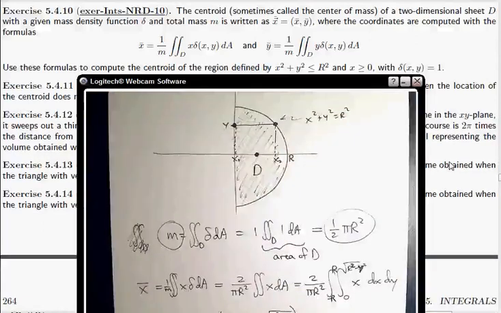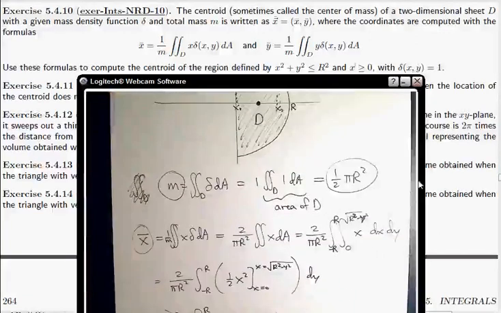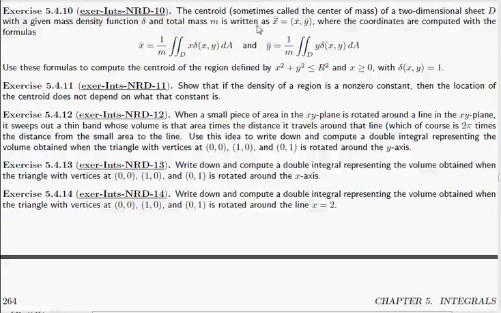Remind me again, what does x bar stand for? So x bar is the x coordinate of the centroid. Your centroid is a point. That's the point of support where you put your finger and it balances. So x bar is the x coordinate of that centroid point.